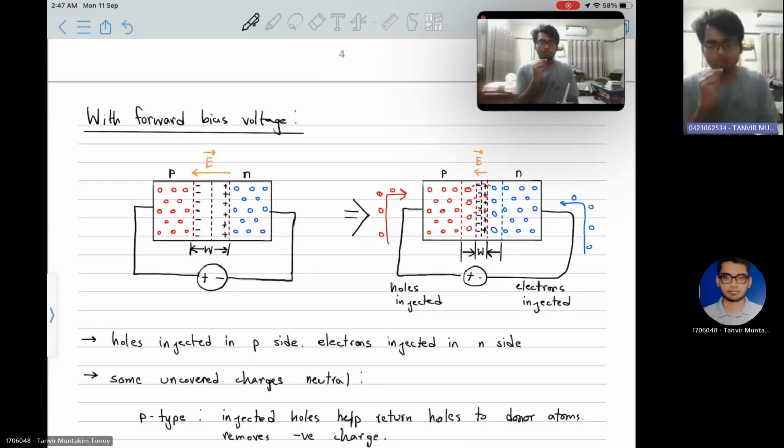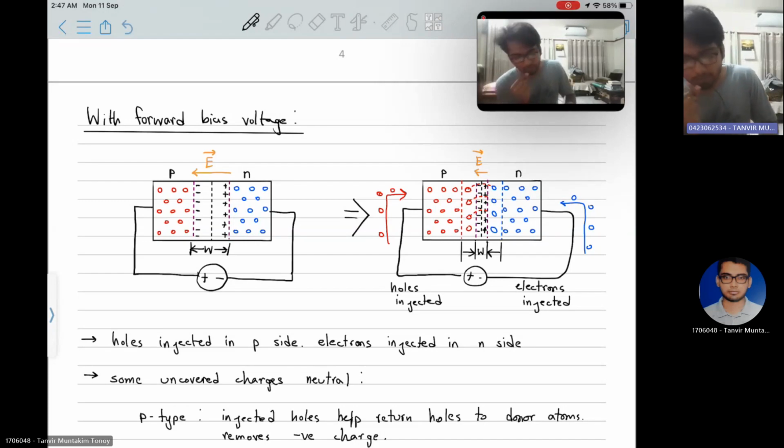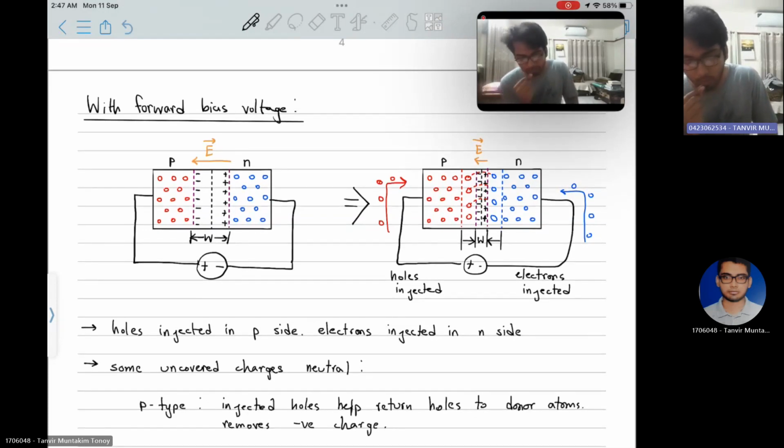Now let's take a look at what happens when we apply a positive voltage to this PN junction diode. When a positive voltage is applied, what actually happens is holes are injected from the positive end to the P side, and electrons are injected from the negative end to the N side. Because of this, some of the space charge can be uncovered because the impurities get their holes and electrons back. And when that happens, the space charge width actually decreases.